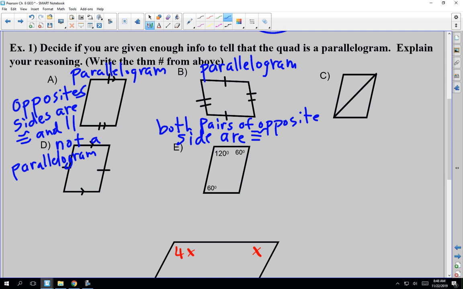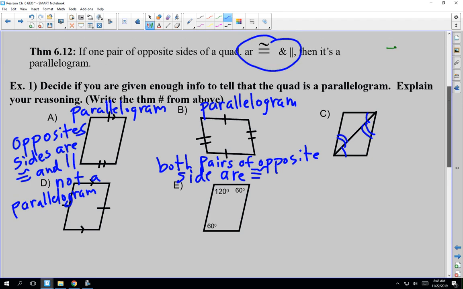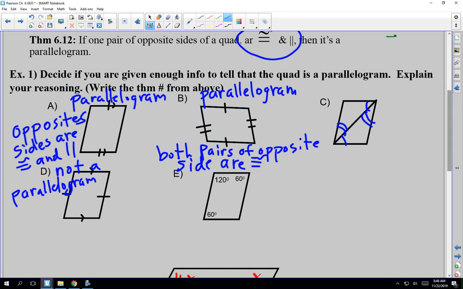What about C? What's given there? It's just a picture. I don't see any markings. Do you have any markings here? Okay. So we have angles that are congruent here. So here and here, and then here and here. So it would be 6.10. 6.10? What does 6.10 say? Opposite angles equal. Could be a parallelogram.